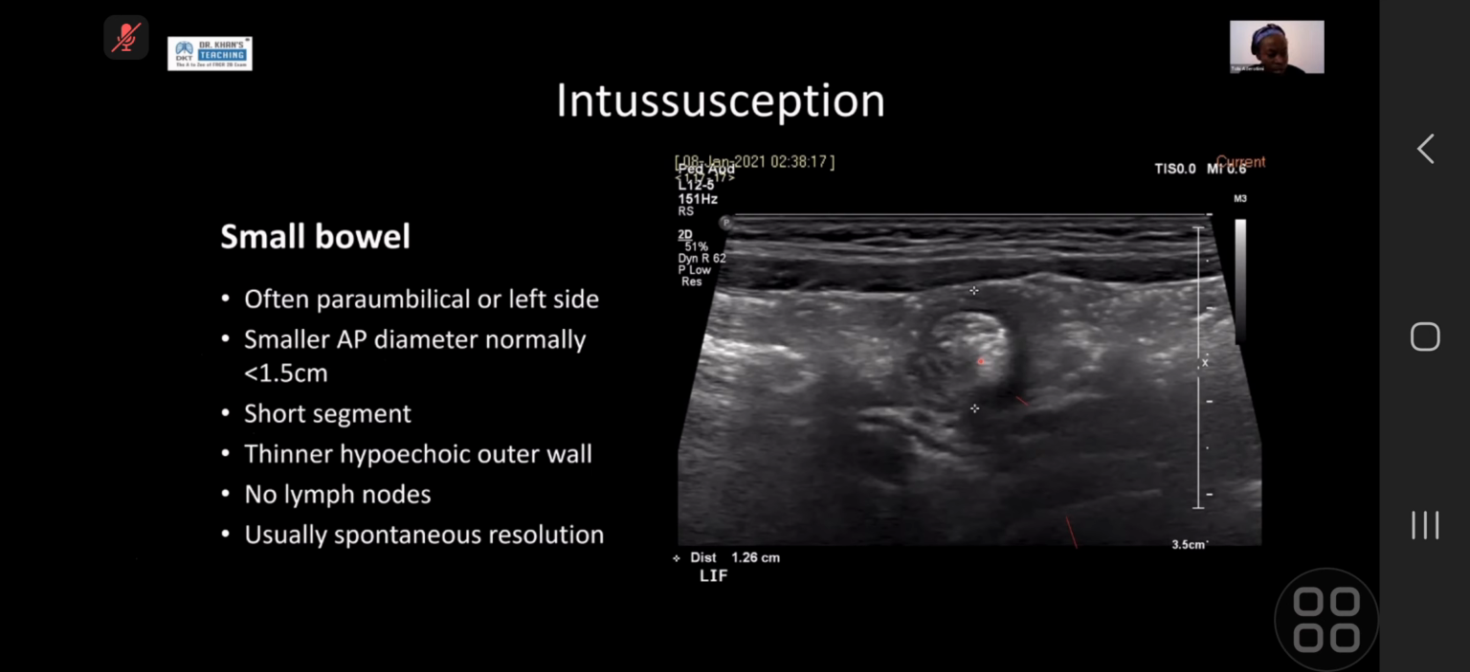And these ones, small bowel ones, do not require a reduction. So if you see a small bowel intussusception, you can just say it, tell the surgeons, but they don't require a reduction. Sometimes we'll repeat the ultrasound to make sure that they've resolved, or we'll repeat it if the patient's not clinically improving.